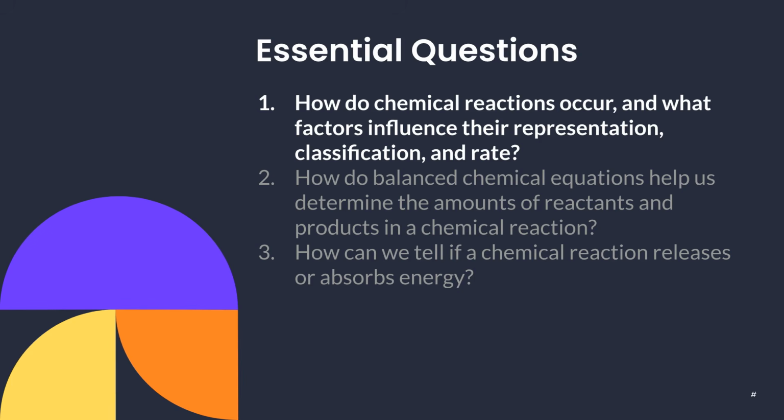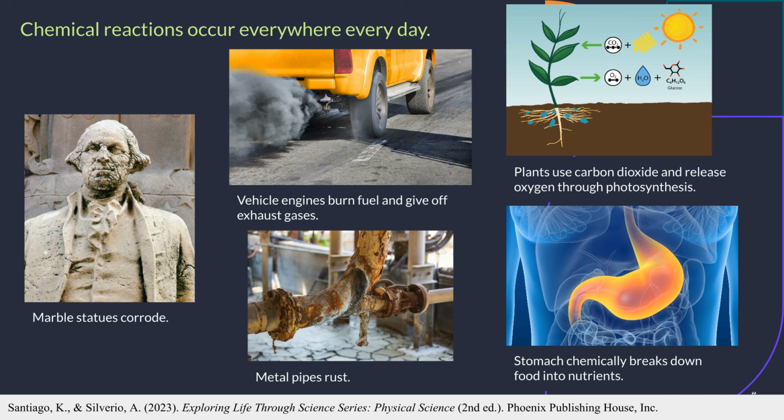How do chemical reactions occur, and what factors influence their representation, classification, and rate? Chemical reactions are not just for laboratory experiments. They are happening around us every single second. For instance, metal pipes rust when they are exposed to moisture, and car engines burn fuel to produce energy. Even inside your own body, your stomach chemically breaks down the food you eat. Photosynthesis is another vital reaction, which is defined as the process where plants convert sunlight into chemical energy. So the key point here is that chemistry is a constant part of our daily life.